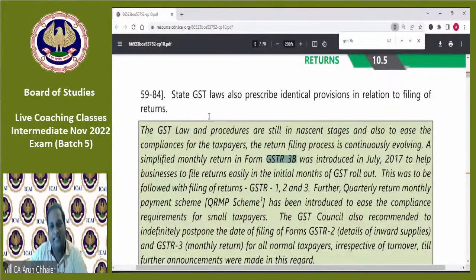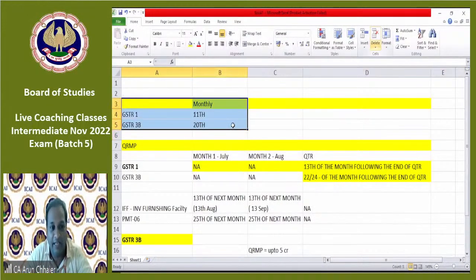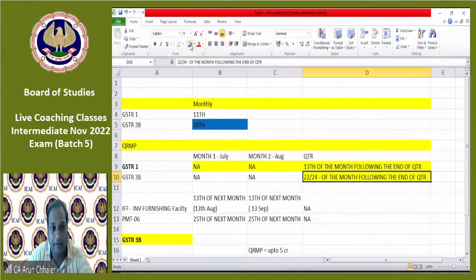Can we file the GSTR 3B monthly or quarterly? Depending upon the manner you have opted. See, can we file the GSTR 3B on monthly? Why not? If I am a monthly taxpayer, I will file 1 and 3B both monthly. If I am a quarterly taxpayer, then I will obviously file the GSTR 3B quarterly.